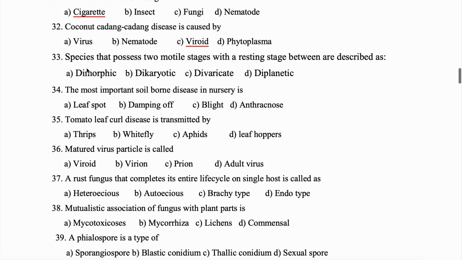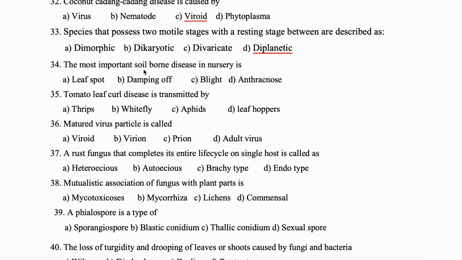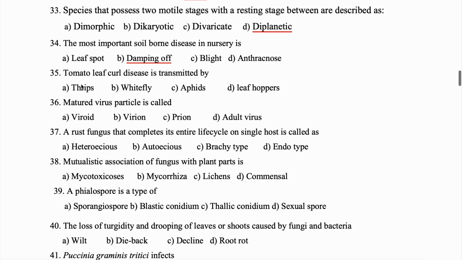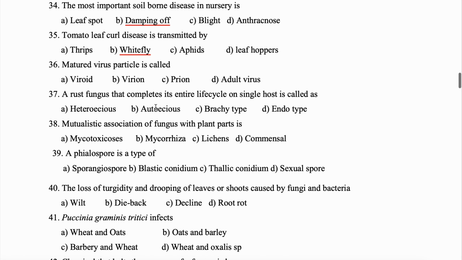Next question. Coconut kadang kadang disease is caused by viroid, and it is the smallest viroid found till now. Next, question 33. Species that possess 2 motile stages with a resting stage in between are described as diplanetic. Question 34. The most important soil-borne disease in nursery. It is damping off, caused by what? Pythium.